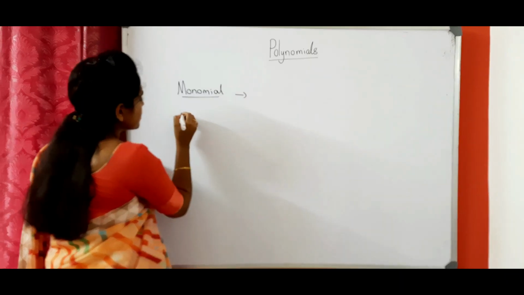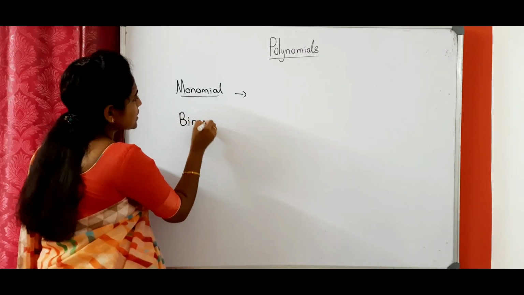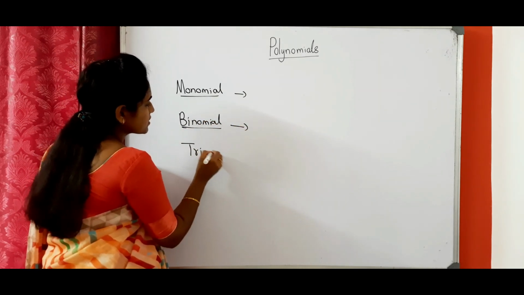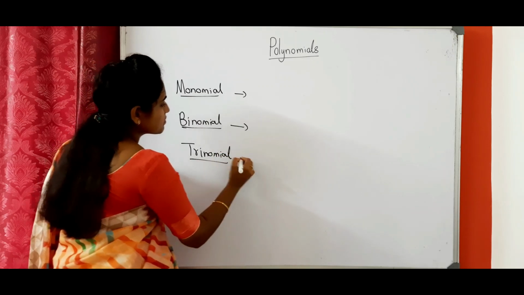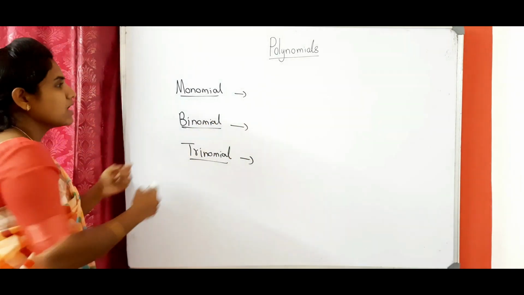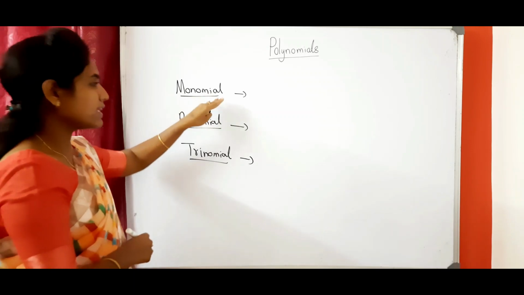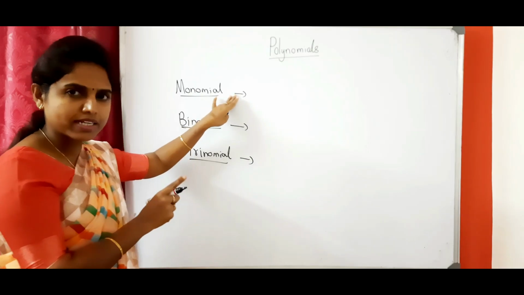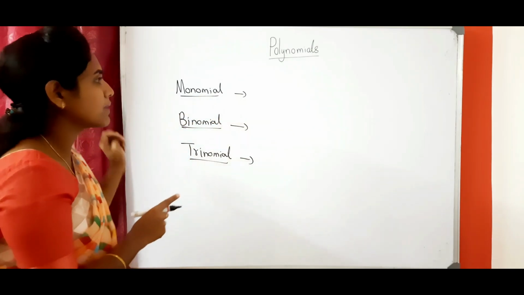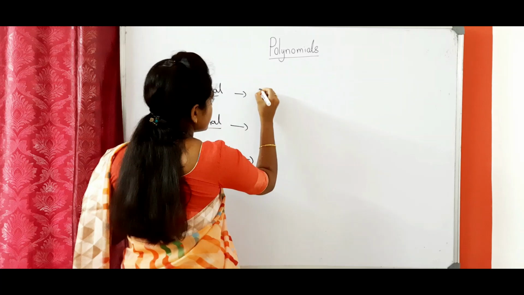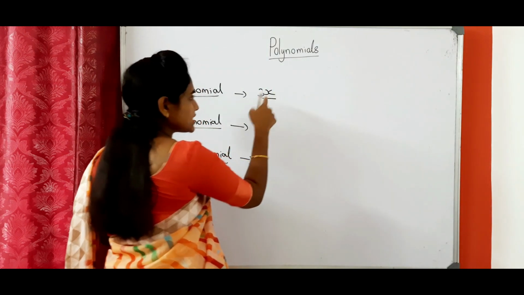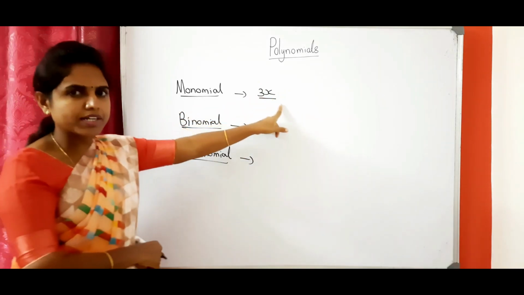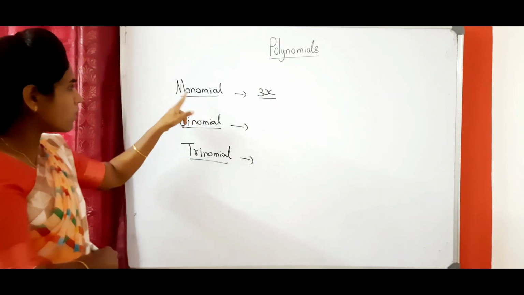Monomial, binomial, trinomial. What is a monomial? Monomial means a polynomial contains only one term. A polynomial that contains only one term is called a monomial. Give one example: 3x, only one term. It is a polynomial. Why? The power is positive. Therefore, it is a polynomial.